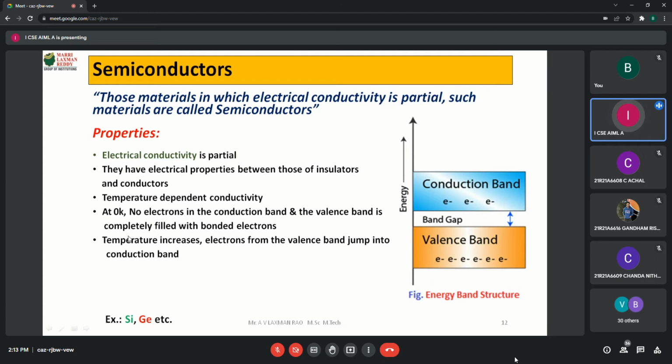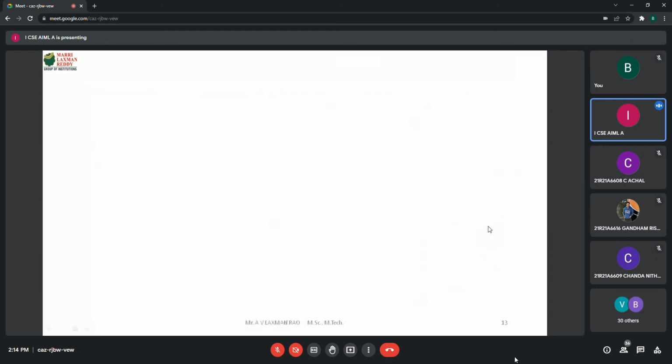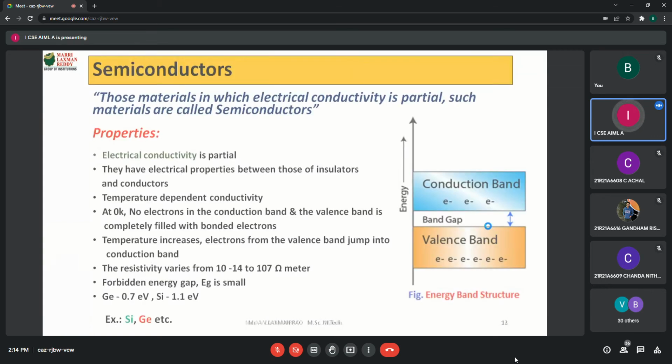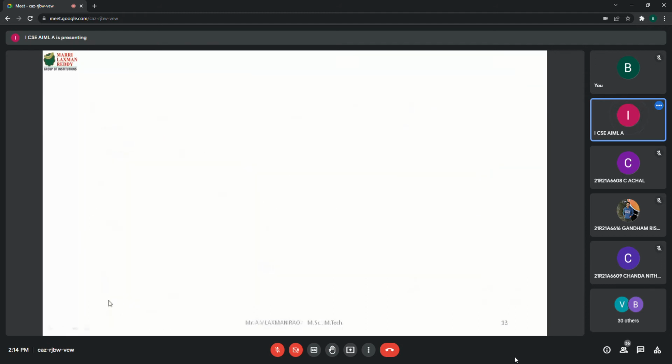Semiconductors at 0 Kelvin behave as a perfect insulator. As the temperature of the semiconductor increases, electrical conductivity also increases due to the increase of charge carriers. Such materials are called semiconductors. The Eg value is small. For silicon and germanium, the energy gap value is 1.1 eV for silicon and 0.7 eV for germanium. That we have seen.